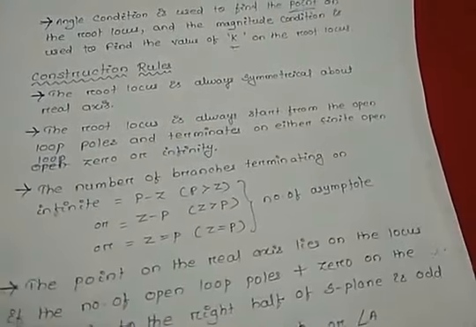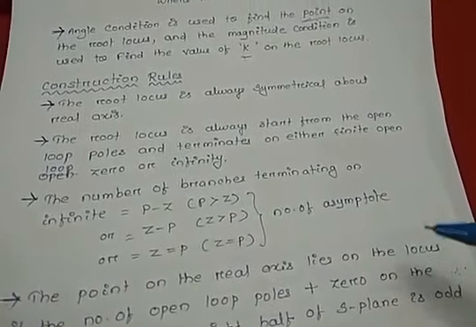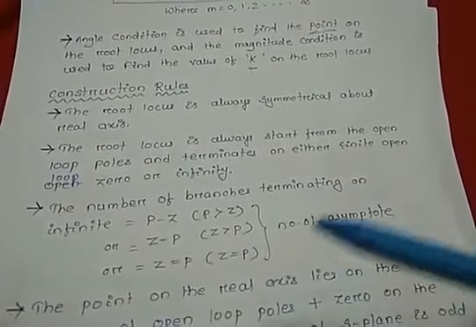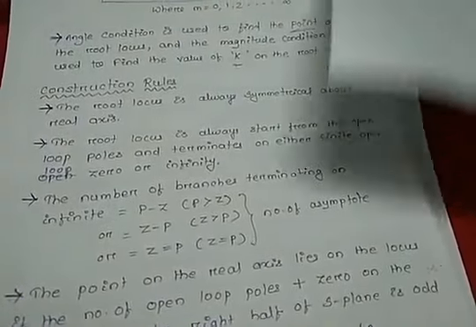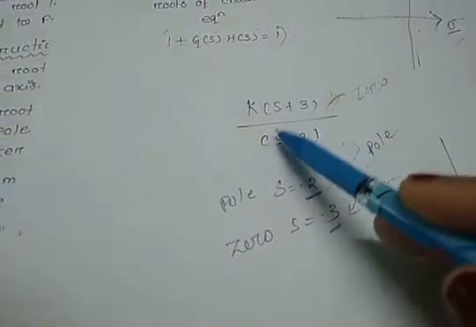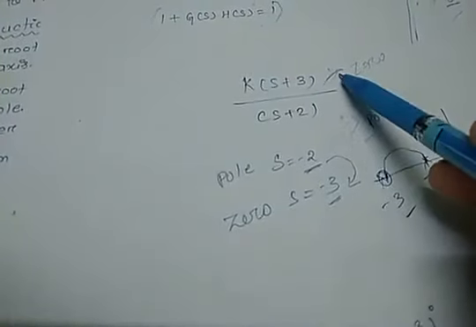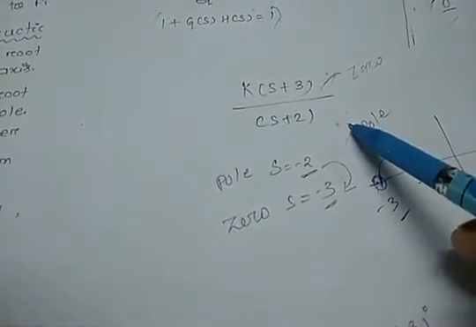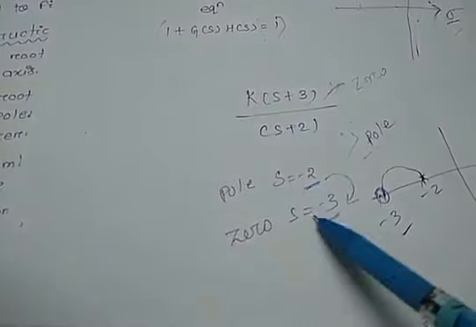Next is, root locus always starts from an open loop pole, and terminates on either a finite open loop 0 or infinity. That means, if we consider a system K(s+3)/(s+2), as we know, the numerator is the 0 part and the denominator is the pole part. When we equate, we get pole equal to -2 and 0 equal to -3.